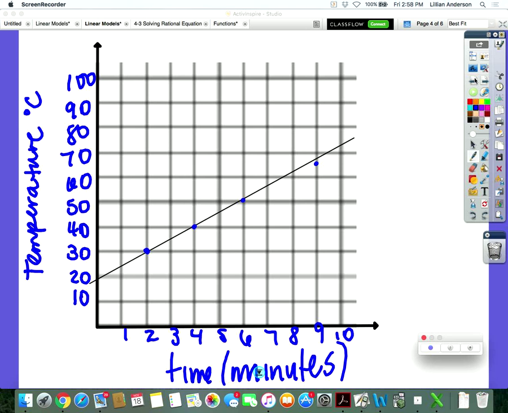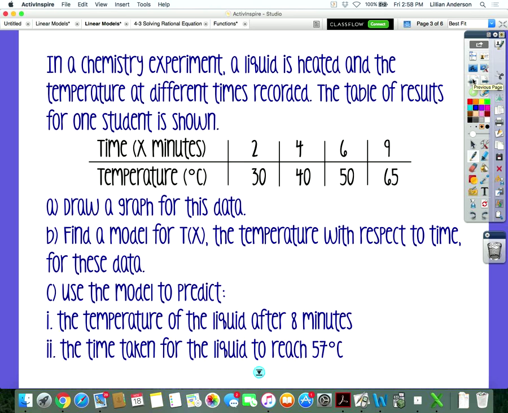Alright, so we plot our points, connect them, and now let's answer part B. It says find a model for T of X, the temperature with respect to time for the data. T of X is the temperature with respect to time, because that's your independent variable. And to write a model, an equation, what do we need?